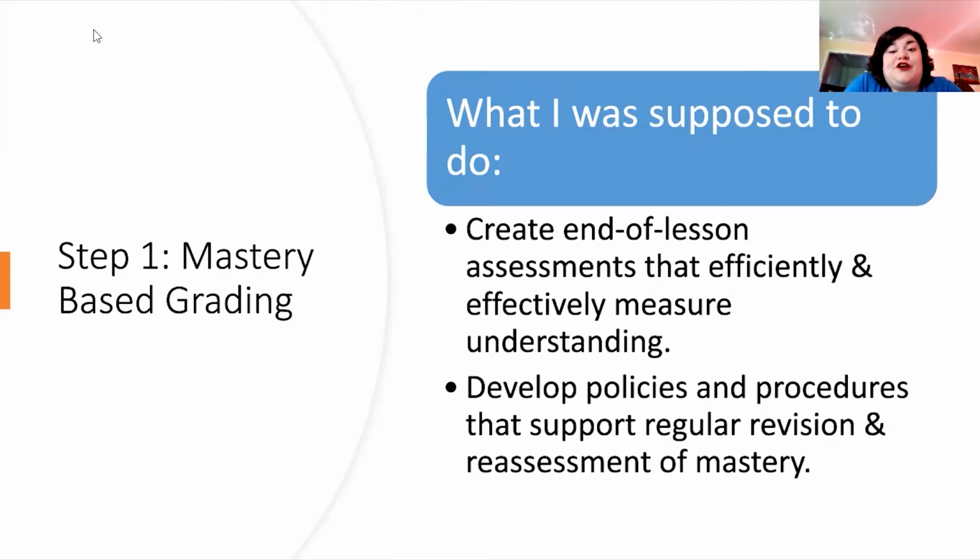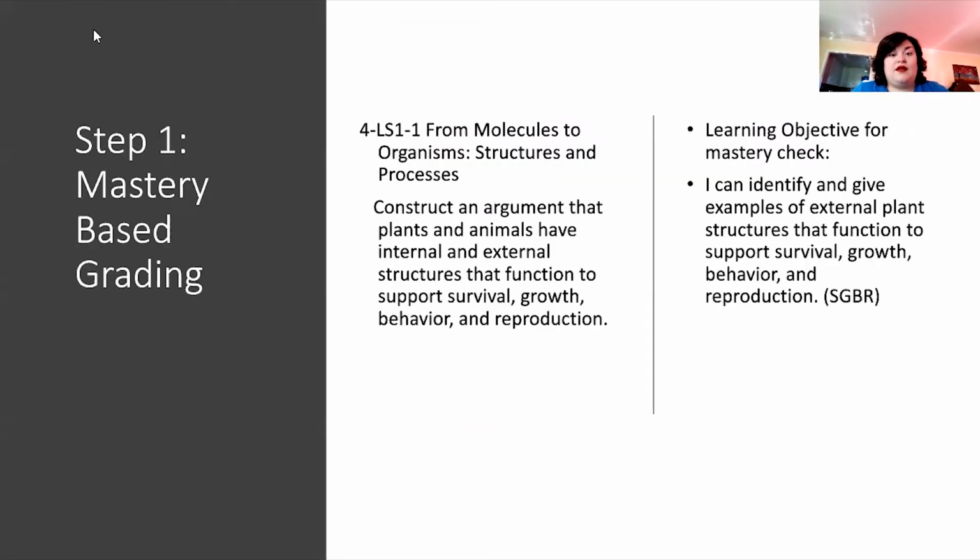So what I was supposed to do was create an end-of-lesson assessment that efficiently and effectively measures student understanding and develop policies and procedures that support regular revision and reassessment of mastery. So I chose to go with this, which is usually the first standard that I teach, which is for LS 1-1, molecules to organism structures and processes. So with the NGSS standards, they're supposed to construct an argument that plants and animals have internal and external structures that function to support growth, survival, behavior, and reproduction.